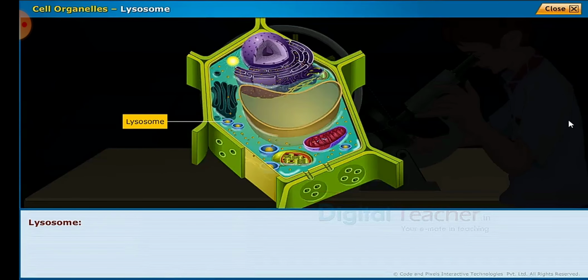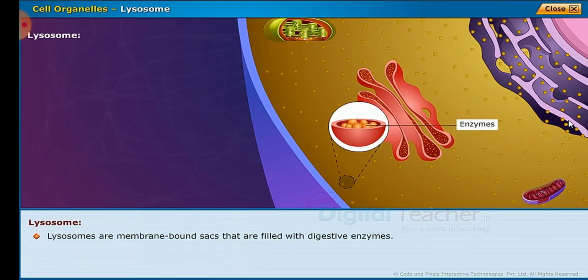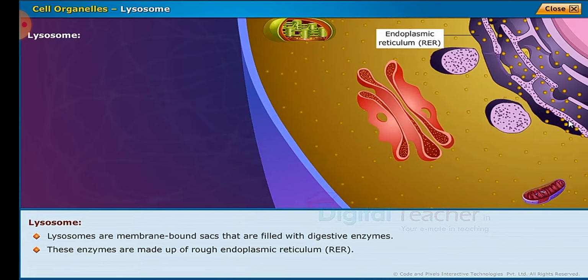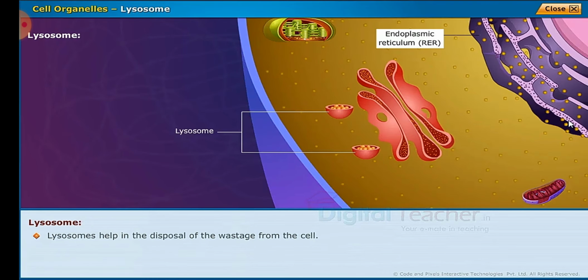Lysosome. Lysosomes are membrane-bound sacs that are filled with digestive enzymes. These enzymes are made by the rough endoplasmic reticulum or ER. Lysosomes have a resistant covering membrane that protects the cell from digestive enzymes. Lysosomes help in the disposal of the wastage from the cell.